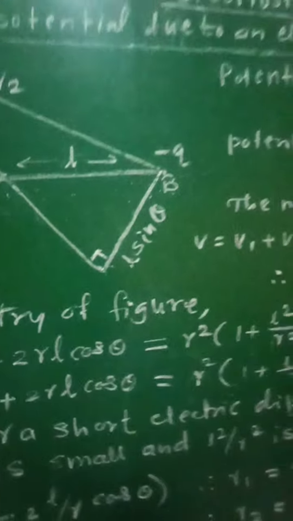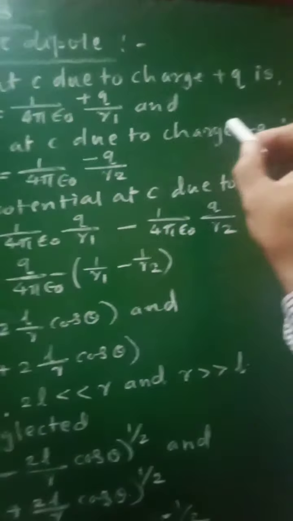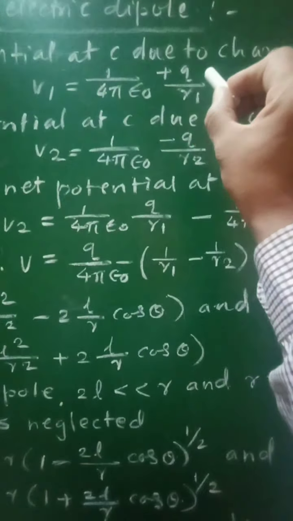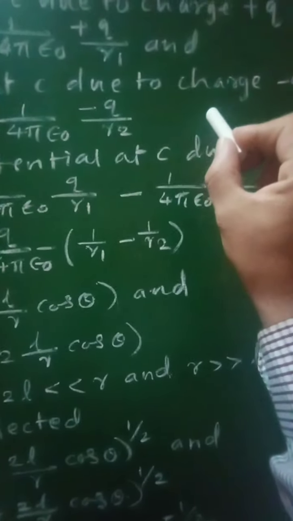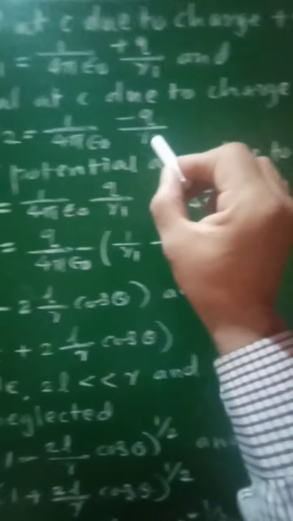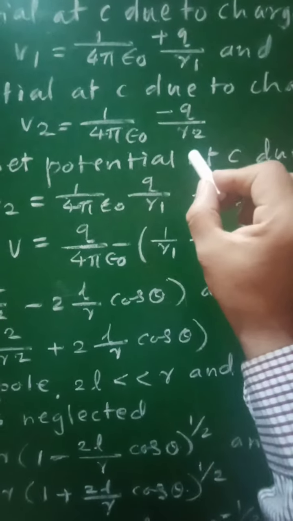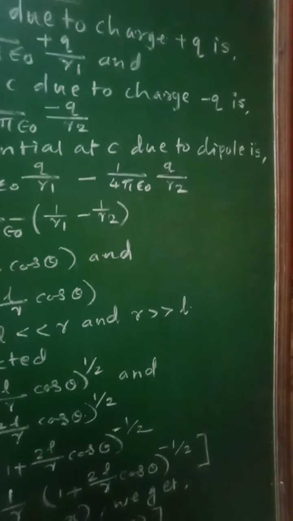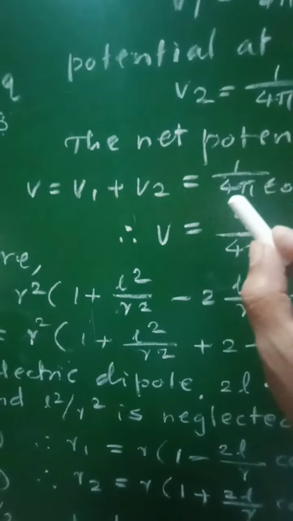Therefore the potential at C due to charge plus q is given by the relation phi1 equal to 1 upon 4 pi epsilon 0 plus q upon r1, and the potential at point C due to the other charge minus q is phi2 equal to 1 upon 4 pi epsilon 0 minus q upon r2. Now the net potential at point C will be due to the plus q and minus q charges, that is due to the electric dipole, and it is given as the sum of phi1 and phi2.